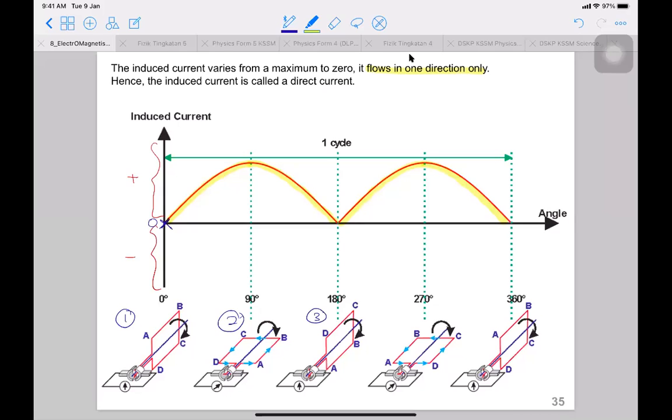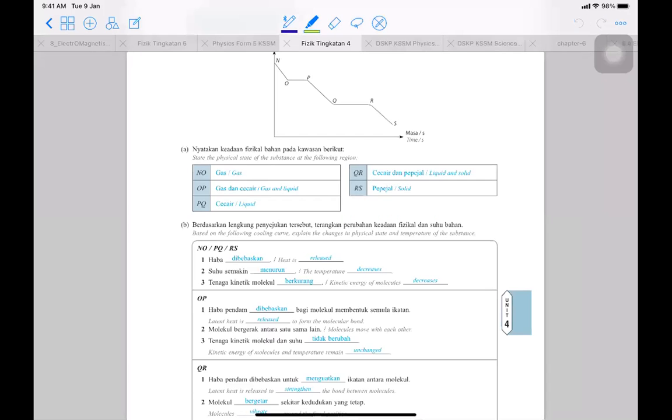Can you understand this one, the graph and the position of the DC generator and the graph? On how to get the shape of the graph like that. Hopefully can.